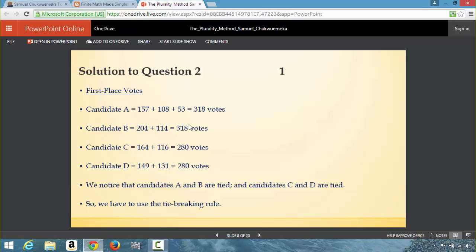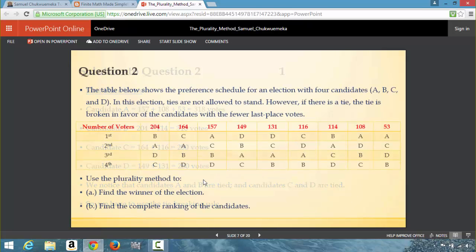Does that make sense? Then, of course, you now have candidate B, because candidate B has more votes than candidate C and candidate D. So we have A, B. Now let's come to C and D. Some folks place C and D as their last choice, so we just have to find who has fewer last place votes.